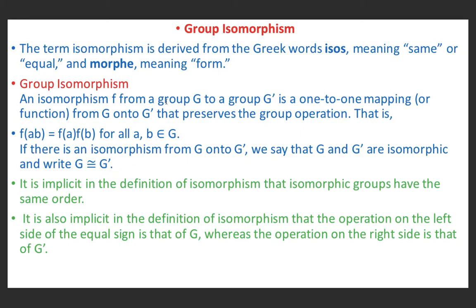So it is implied by the definition of isomorphism, because it is a one-to-one and onto mapping, that the number of elements in groups G and G' are the same. It means that isomorphic groups have the same order. Secondly, it is also implied by the definition that the operation on the left side of the equal to sign is that of G, whereas the operation on the right side is that of G'.